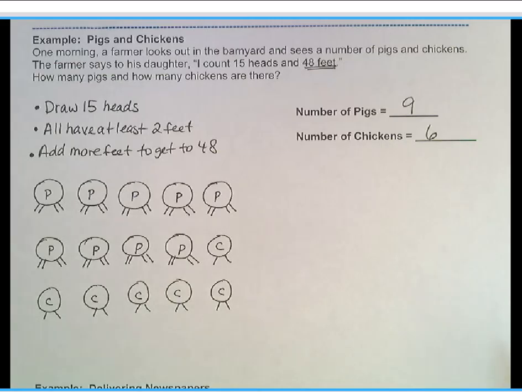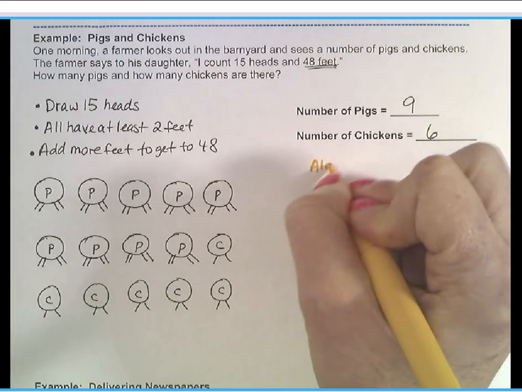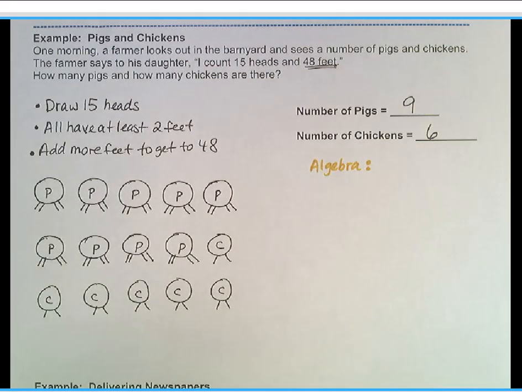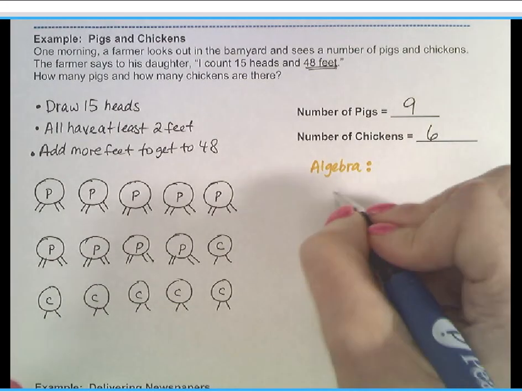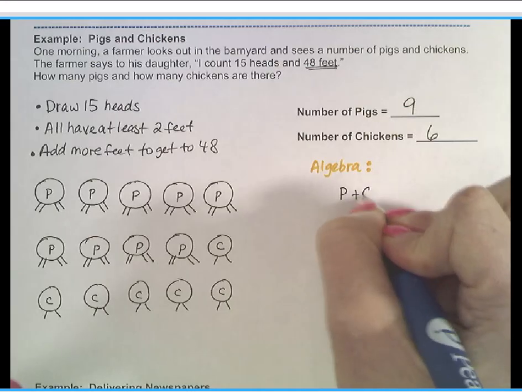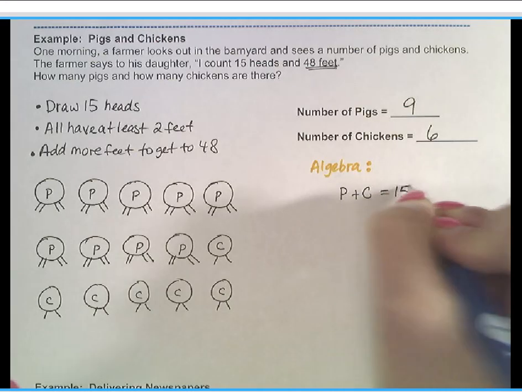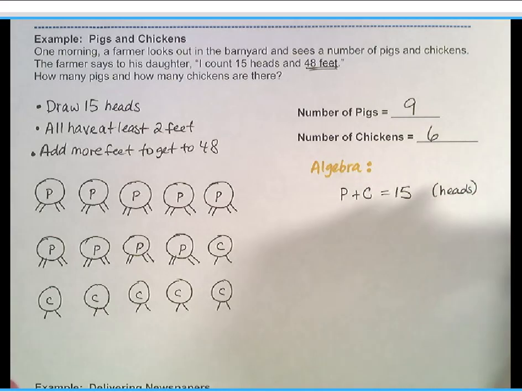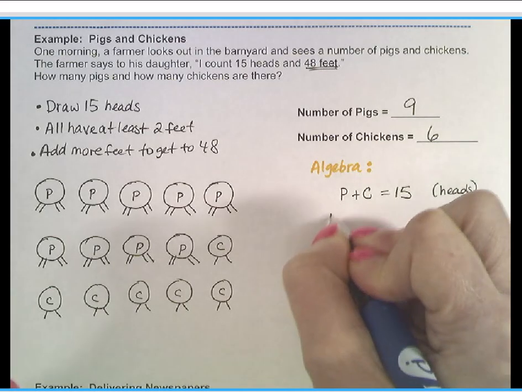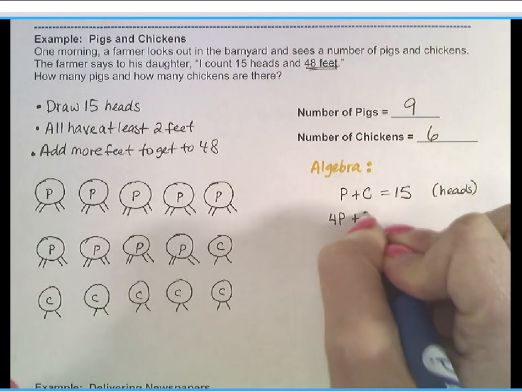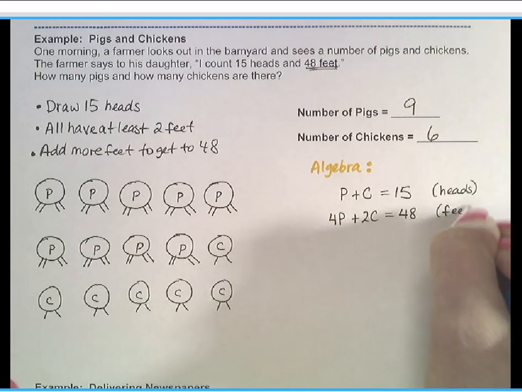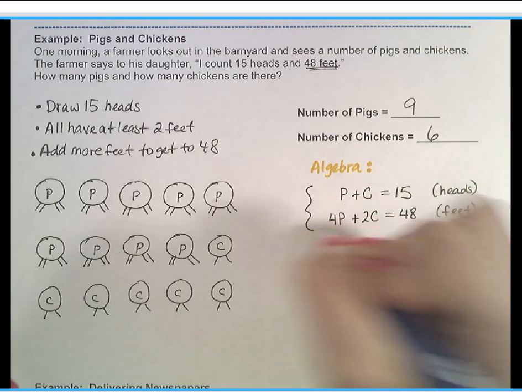Now, if you just absolutely want to use algebra, and this is not anything I would test you on, like the solving equations, you would write out an equation for the number of heads. So you would say the number of pigs plus the number of chickens is 15. That's just the number, this is heads. Then you'd write an equation for the feet. 4 feet on every pig, 2 feet on every chicken equals 48. And you would be wanting to solve that system.